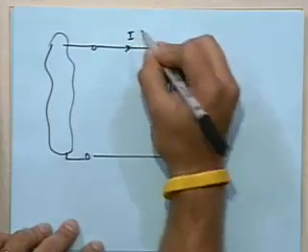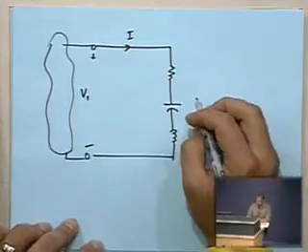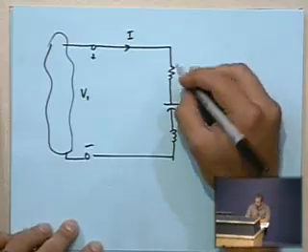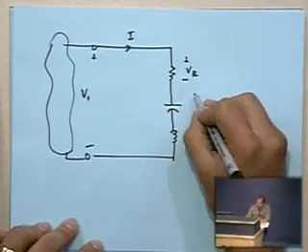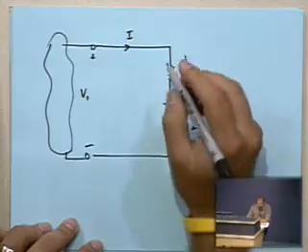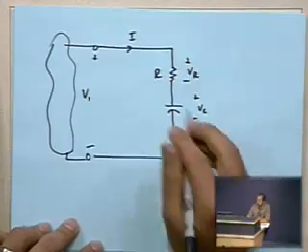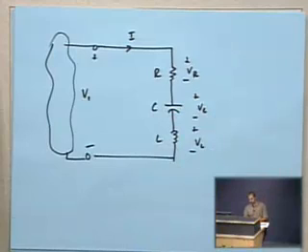It has some current I running through it. There's some voltage V1 across all three of the elements. Then there's a voltage VR across this, a voltage VC across this, and a voltage VL across this. There's some resistance here, some capacitance here, some inductance here. Simple series RLC circuit.